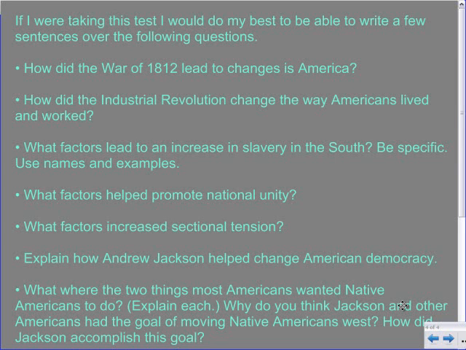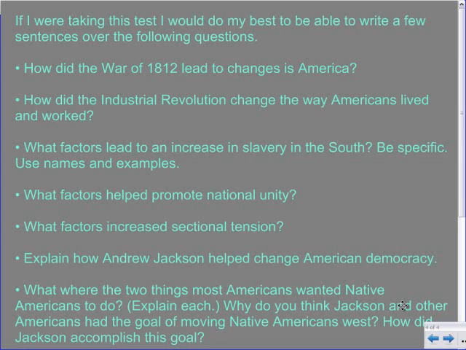How did the War of 1812 lead to changes in America? That is basically focusing around the shift in the Industrial Revolution. Why did we have to have factories? Well, we had to have factories and manufacture our own stuff because we couldn't trade during the War of 1812. So that's how the War of 1812 leads to changes, because we couldn't trade. We had to manufacture stuff.